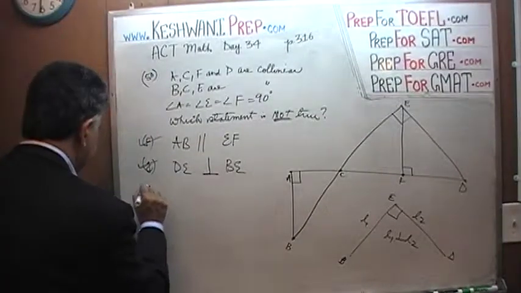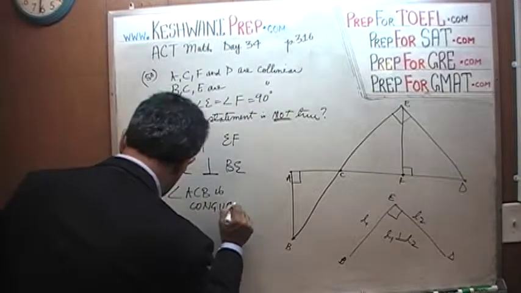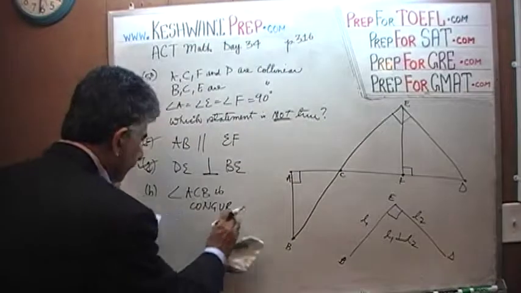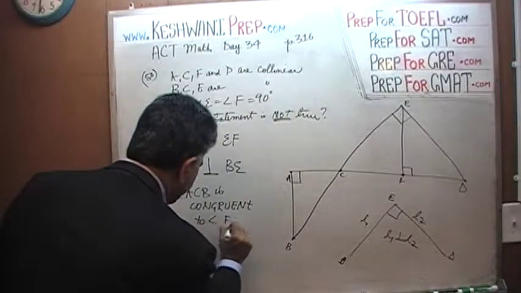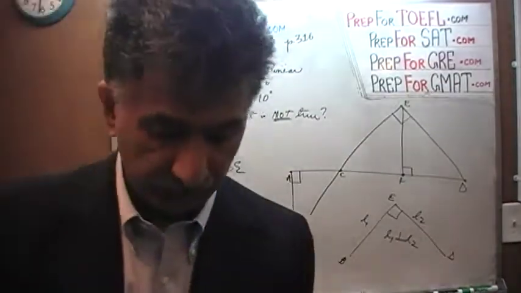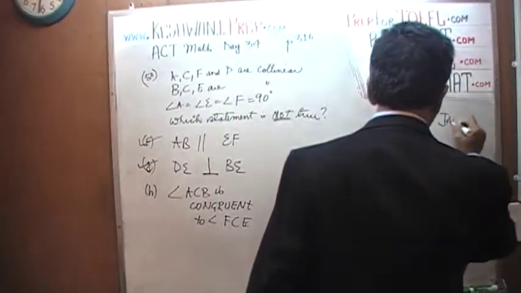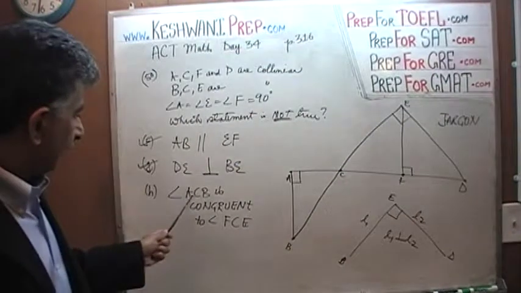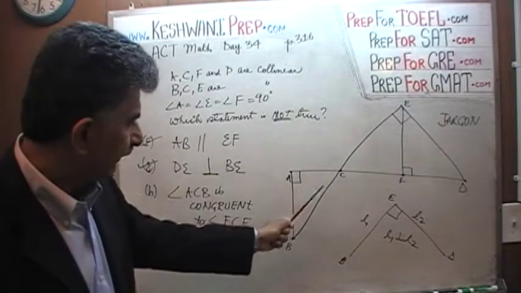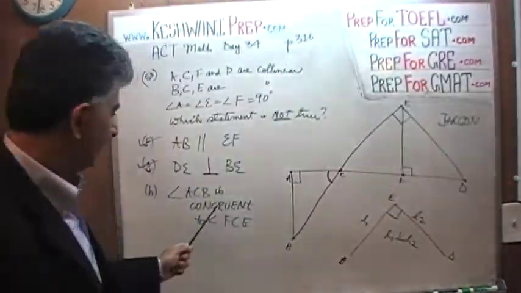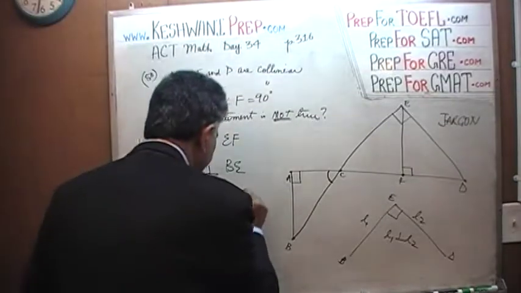They go on to tell us in H that angle ACB is congruent to angle FCE. Again, these are some of the terminologies that we have to know, because otherwise we will not understand the language. This is a matter of jargon. Angle ACB, C has to be in the middle. We're talking about this angle right here. This angle we are told is congruent to this other angle. What does congruent mean? Congruent is just a very fancy way of saying that they are equal to each other.